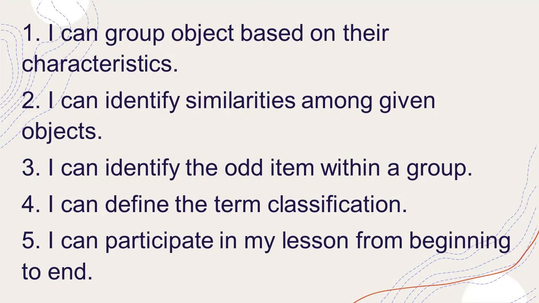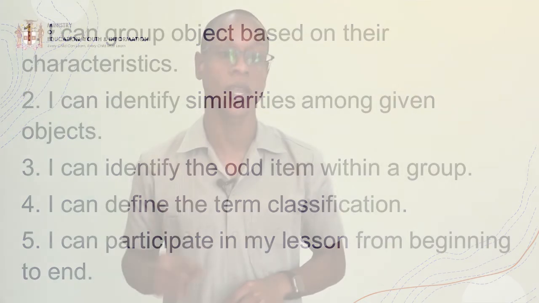Well, it's that time again to check what we have learned from the activities. Can you honestly say yes to these I can statements? Number 1, I can group objects based on their characteristics. Number 2, I can identify similarities among given objects. Number 3, I can identify the odd item within a group. Number 4, I can define the term classification. And of course, number 5, I can participate in my lesson from beginning to end.